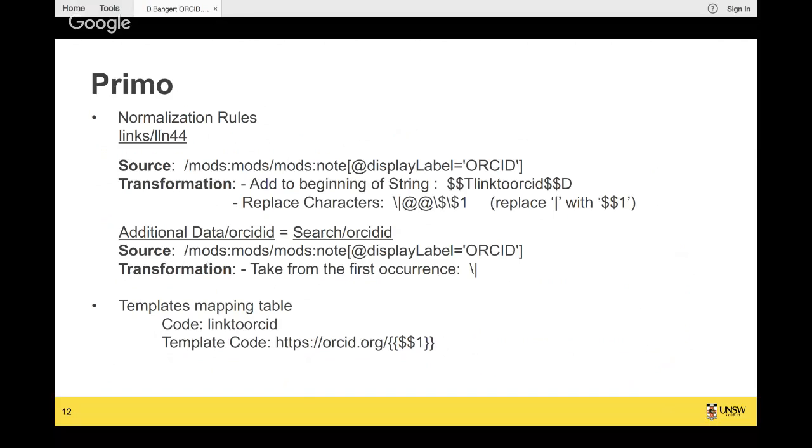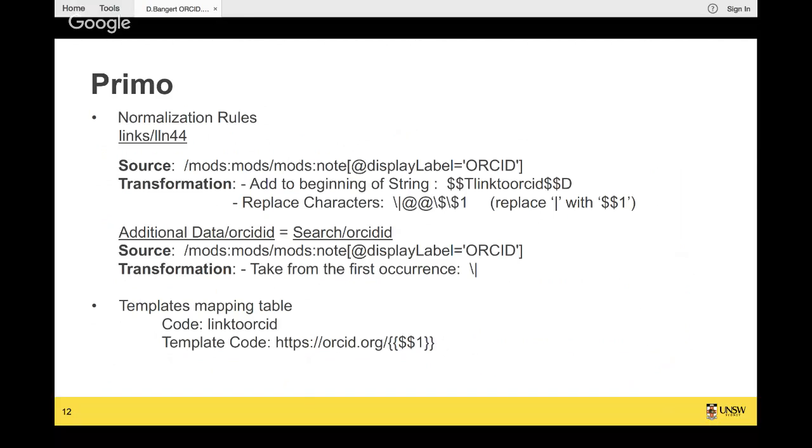We also populate the ORCID ID to the search ORCID ID field to make the ORCID ID searchable from Primo, and also to the additional data section just for reference. The source points to the same path as the link LLN44 source for these two PNX fields. And the transformation is simpler because it only gets the ORCID ID after the pipe character.